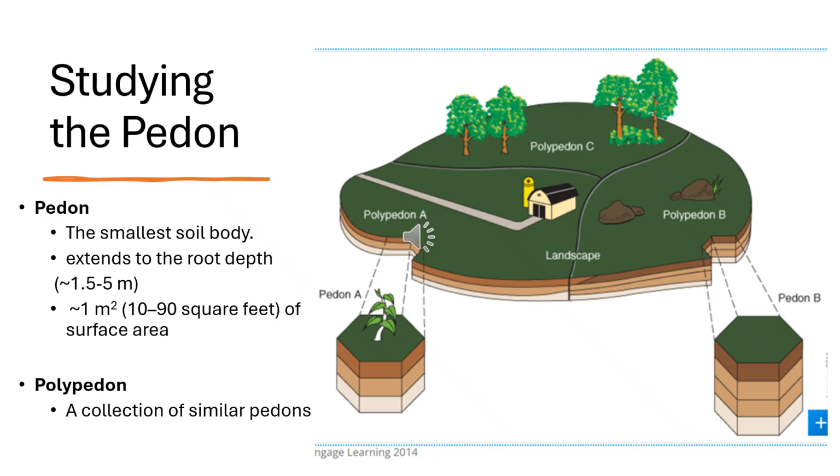When you have a collection of similar pedons, that's called a polypedon. These are the units that eventually get mapped into what we call soil series, which you'll learn more about later, especially in Chapter 3.